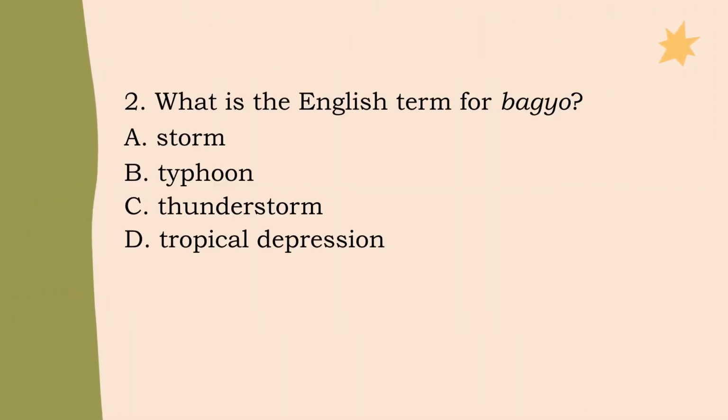Number 2. What is the English term for bagyo? Letter A, storm. Letter B, typhoon. Letter C, thunderstorm. Or letter D, tropical depression. The correct answer is letter B, typhoon.